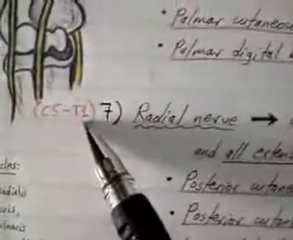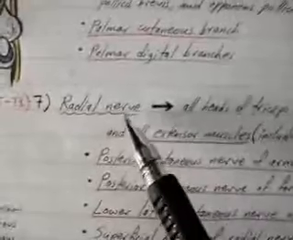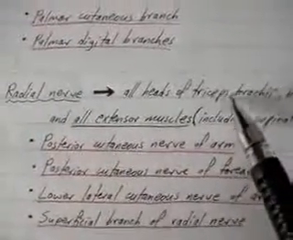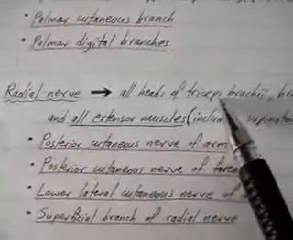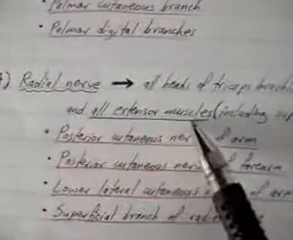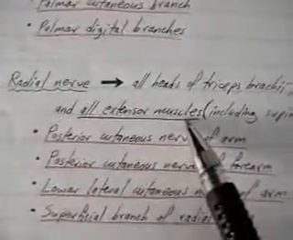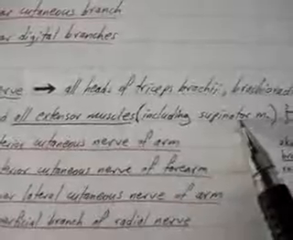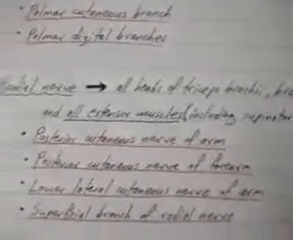Next we'll look at the radial nerve, C5 to T1. The radial nerve innervates all three heads of the triceps brachii, the medial, lateral, and long head, the brachioradialis, as well as all extensor muscles of the forearm, including the supinator. So all the muscles of the forearm are innervated by the radial nerve.